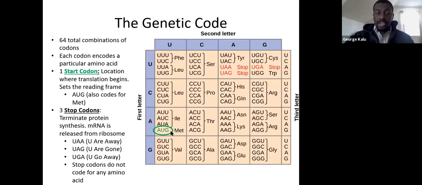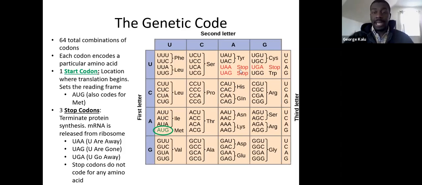Once you have your start codon, then you go through every 3 nucleotides, you reach your next codon, you add the next amino acid, you hit the next codon and add the next amino acid, hit the next codon and add the next amino acid, and so on and so forth, until you reach one of 3 stop codons. So there's 3 stop codons. These are the UAA, UAG, or UGA. These 3 codons are going to tell you when to stop translation, when you're going to stop your protein synthesis.